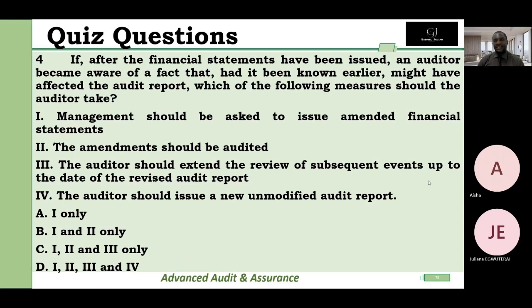If after these financial statements have been issued, an auditor became aware of a fact that, had it been known earlier, might have affected the audit report, which of the following measures should the auditor take?